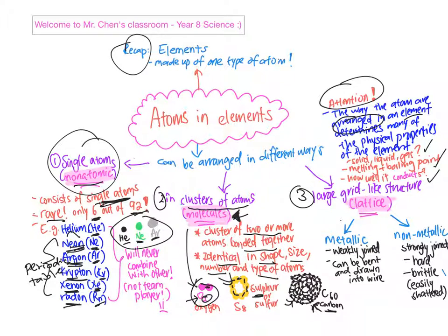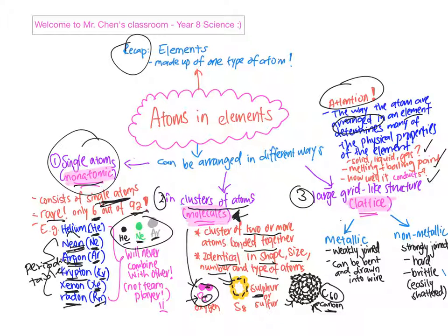And carbon has a molecule size of C60. That means there are 60 of them joined together, bonded together. Okay, so it is quite a lot bigger than your sulfur and your oxygen. So that is your molecule, the second.